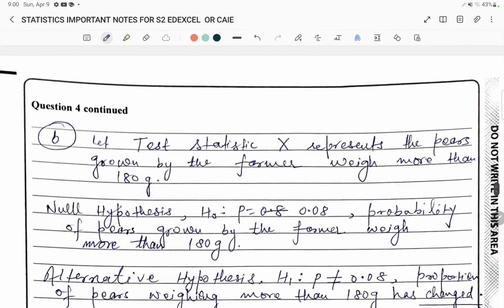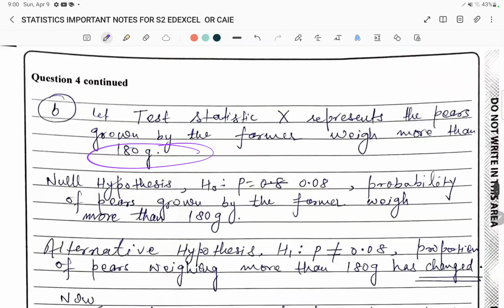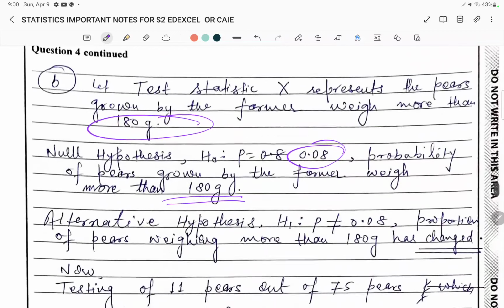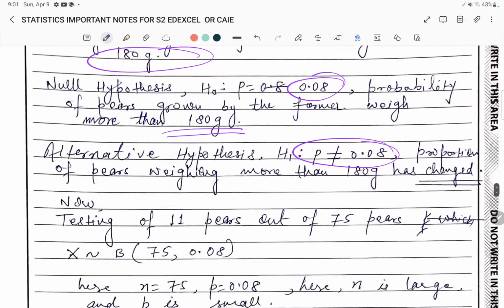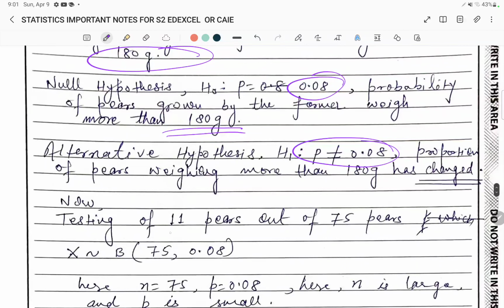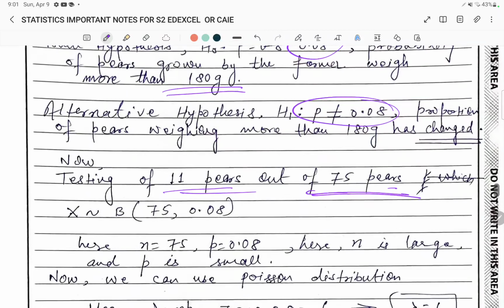So B part says: test statistic X represents the pears grown by the farmer that weigh more than 180 gram. Null hypothesis will be 8%, so p is 0.08, the probability of pears grown by the farmer weighing more than 180 gram. Alternative hypothesis, H1, is p does not equal 0.08, this is two tails, the proportion of pears weighing more than 180 gram has changed. Now testing 11 pears out of 75 pears.